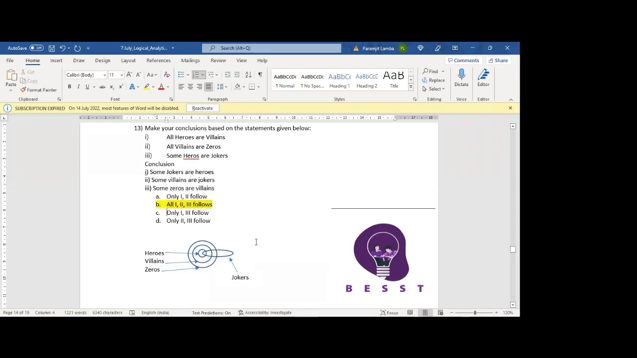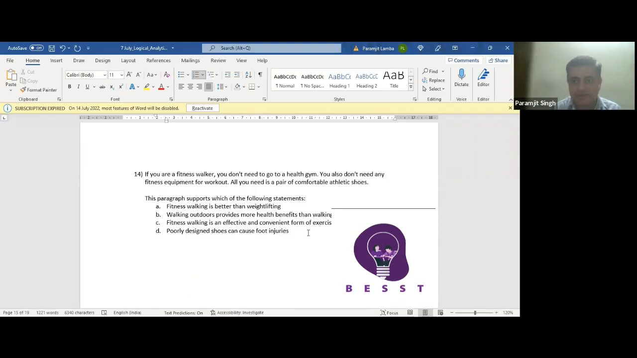Okay. A last question for today. This is using reasoning. Please answer this question. If you are a fitness worker, you don't need to go to a health gym. You also don't need any fitness equipment for workout. All you need is a pair of comfortable athletic shoes. This paragraph supports which of the following statements? You have to choose and state your answer. What will you choose based on the statement given above?